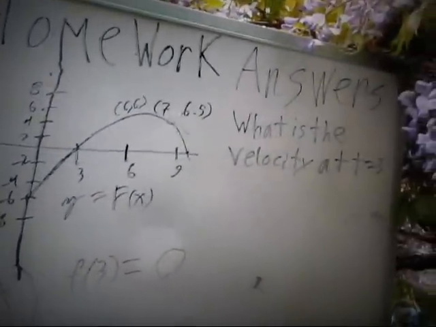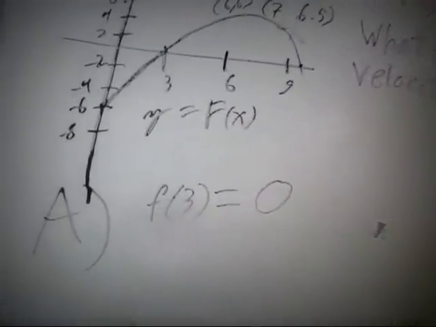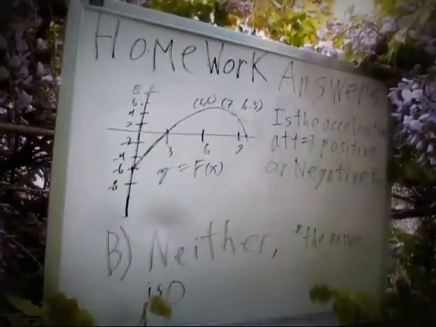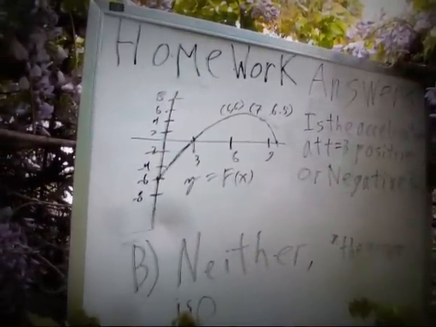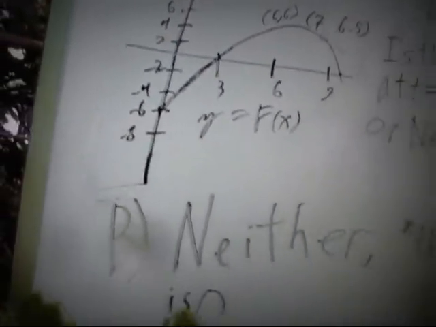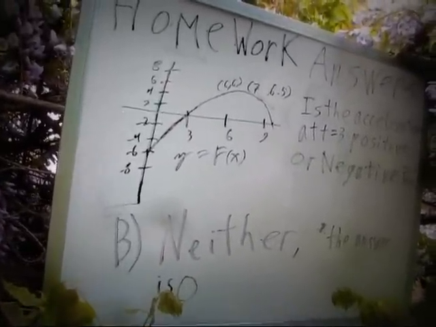Well then, let's start with A, which happens to be, what is the velocity at t equals 3? Well, what does 3 equal? Oh wait, 3 equals 0. We got letter B here. Is the acceleration at t equals 3 positive or negative? Well, let's see. At t equals 3, the velocity equals 0. The derivative of 0 is 0, and the second derivative of 0 is 0. So I'd have to say that the answer is neither, because it's 0.